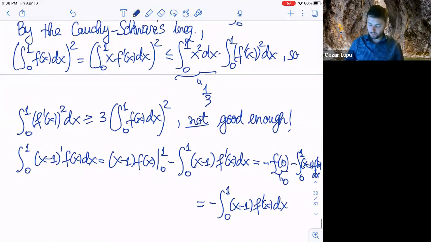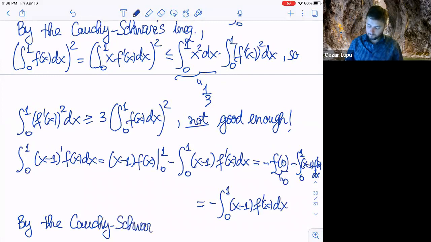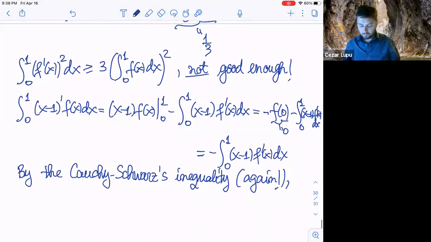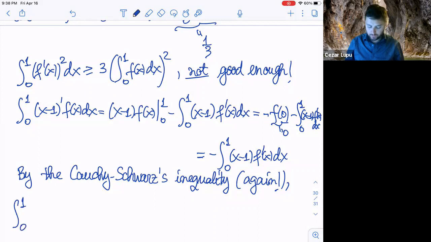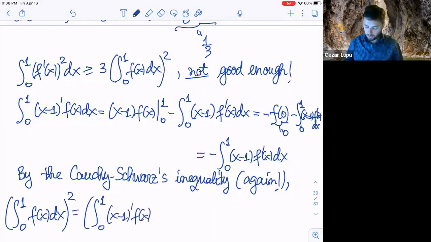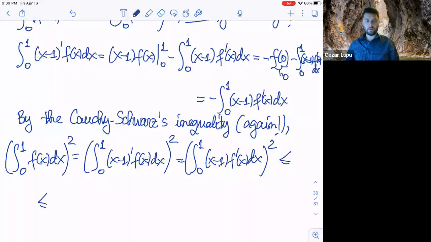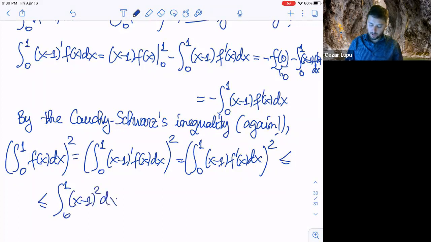Great. Let's do again Cauchy-Schwarz. I want to see what this will give us. So by the Cauchy-Schwarz, again, we have, let's see, the integral from 0 to 1 of f, everything squared, which is, first instance, this guy here, squared. Or if you want, this is nothing else than just x minus 1 f prime of x. This guy here is less or equal than, let's write it here, the integral from 0 to 1 of x minus 1 squared dx times the integral from 0 to 1 of f prime of x squared dx.